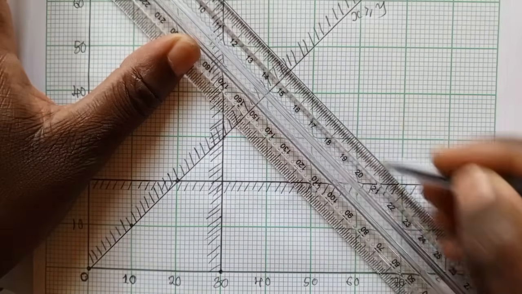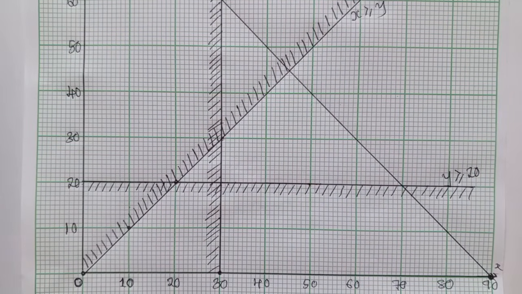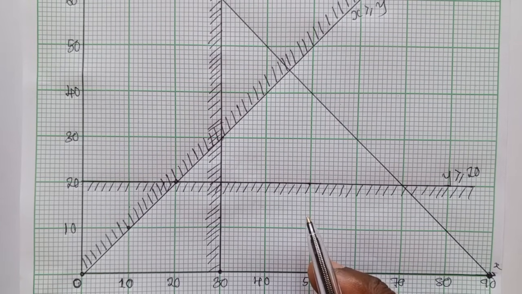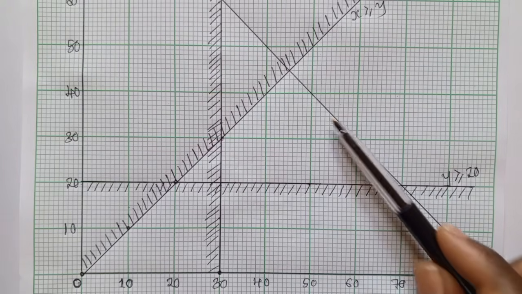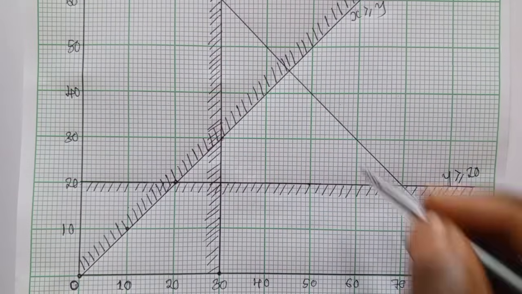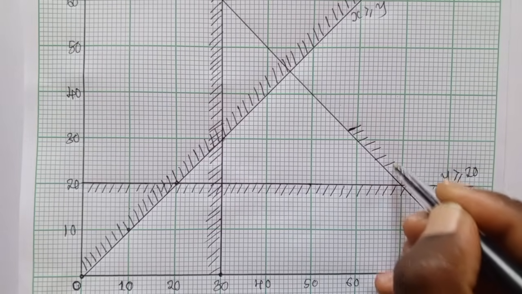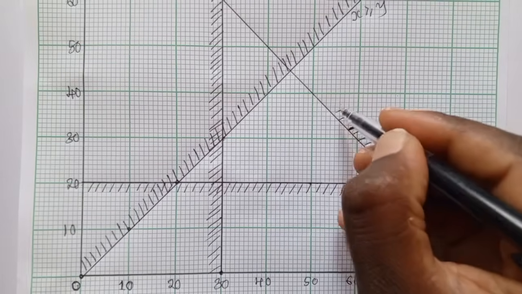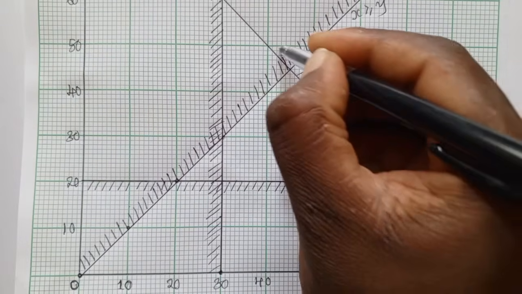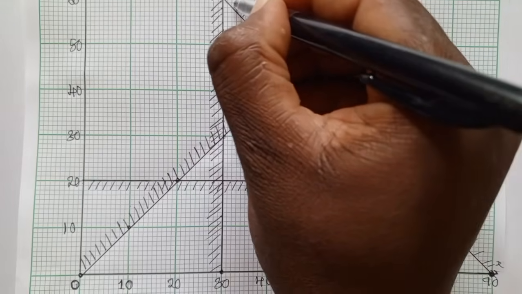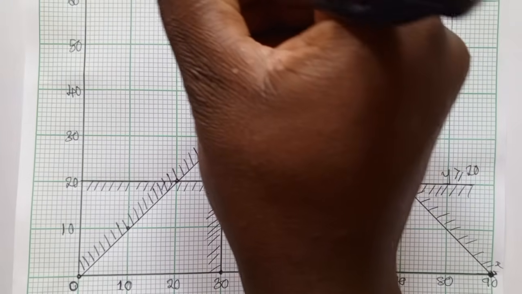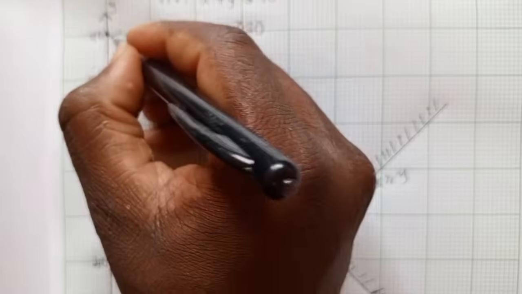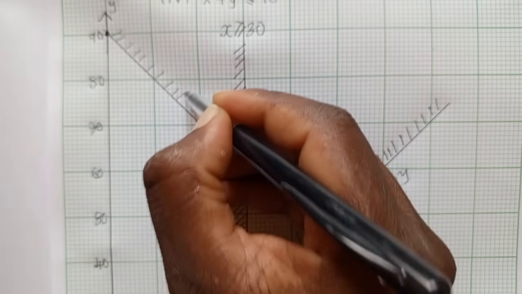You join nicely. So when you join, you shade, because they said x plus y is less or equal to 90. So when you look at this, the less is right here, and we want the opposite, which is the greater. We shade the opposite. So this is the region we need to shade, nice and easy. You do your proper shading. Make sure your shading is properly done to avoid issues.